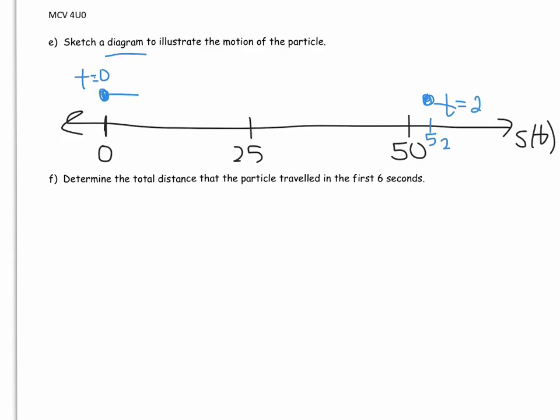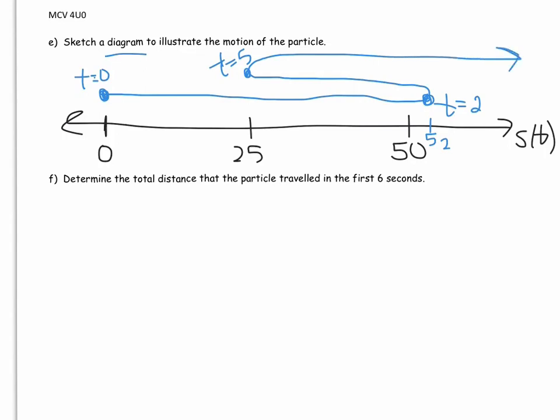So the particle moves in a positive direction until we get to 2 seconds. And then what happens? Between 2 and 5 seconds, it's actually traveling in a negative direction, all the way to 5 seconds. We know that at 5 seconds, at t equals 5, the particle is back at 25 meters. So the particle travels back here. Then what happens at 5 seconds? It changes direction again, and it moves in a positive direction for the rest of the time. It's never going to change after that. So that's how we use the diagram.